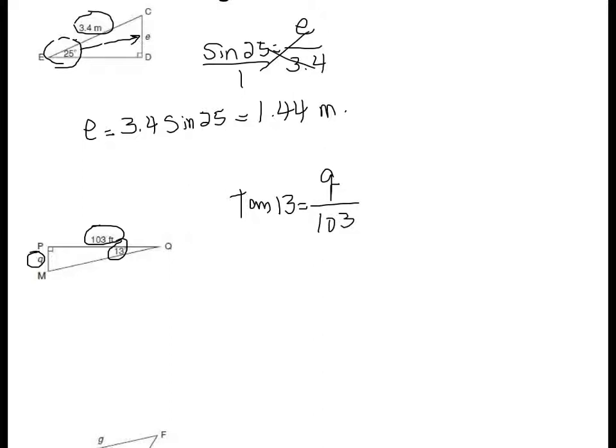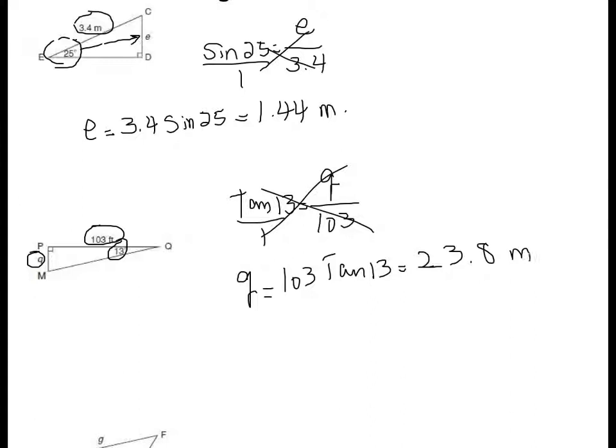Again, I don't care about the unit here. So tan 13, the denominator is 1. Again, I'm going to crisscross here. Q times 1 is Q. Q equals 103 times tan 13. And 103 times tan 13 is going to give you 23.8 meters.